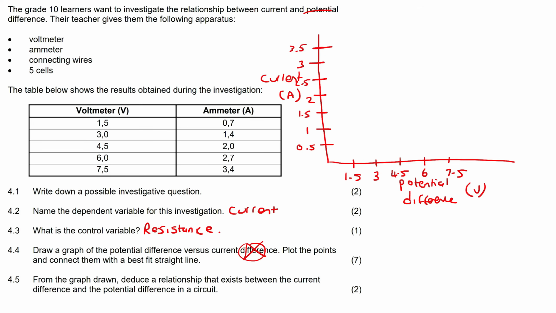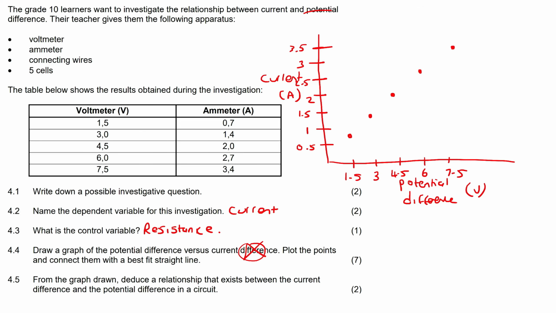Okay, now let's go plot our first point. So 1.5 and 0.7, that would be about there. Then 3 and 1.4, so 3 and 1.4 would be somewhere there. And then 4.5 with 2, so that would be there. And then 6 and 2.7 there. And then 7.5 and 3.4 there.